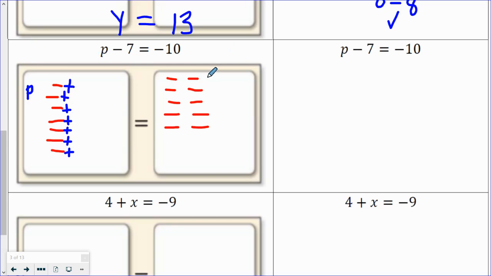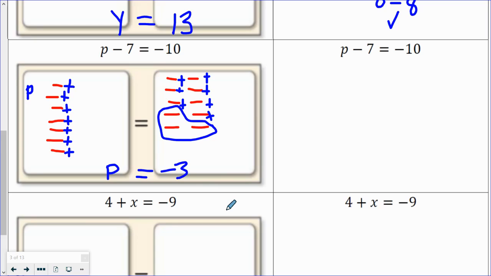And whatever I did over here, I now got to put 7 plus signs over here. So there's 1, 2, 3, 4, 5, 6, and 7. So what's left over? I only have this left over. What was 3 negatives represent? P then equals -3.